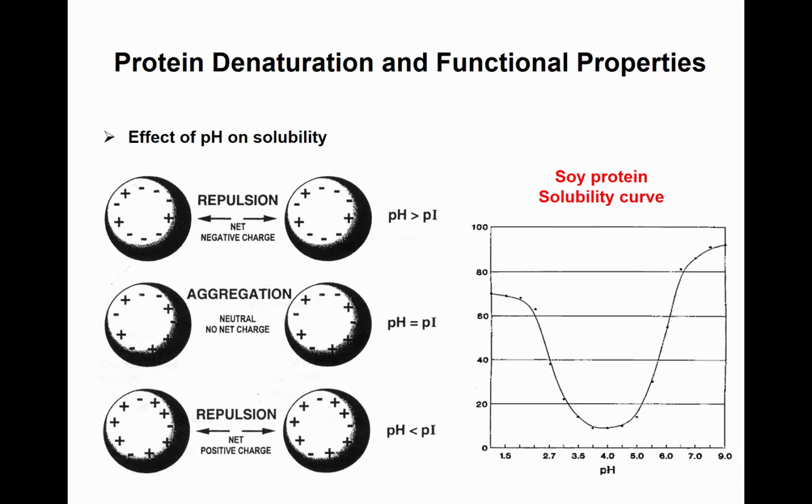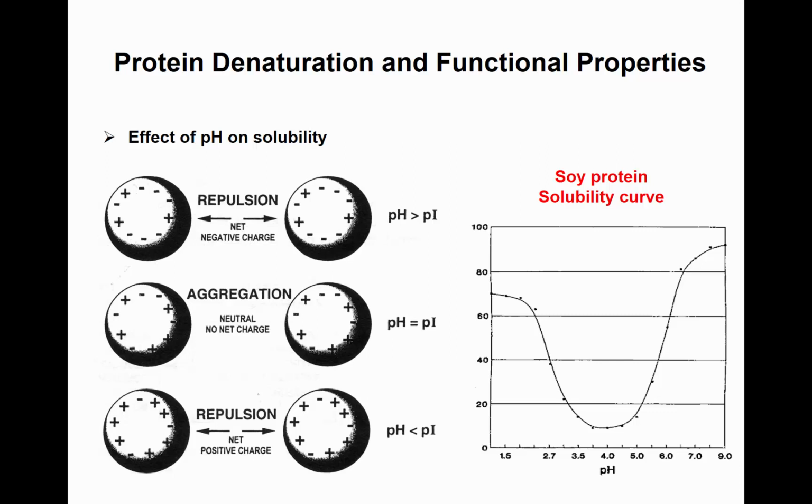Okay, so let's look at the impact of pH on solubility. It's kind of an obvious one because if you increase the pH, you're going to add net charge. Decrease the pH, you're going to add a net charge. One is positive net charge for acidic, and basic is negative net charge. So here's an example of a soy protein solubility curve.